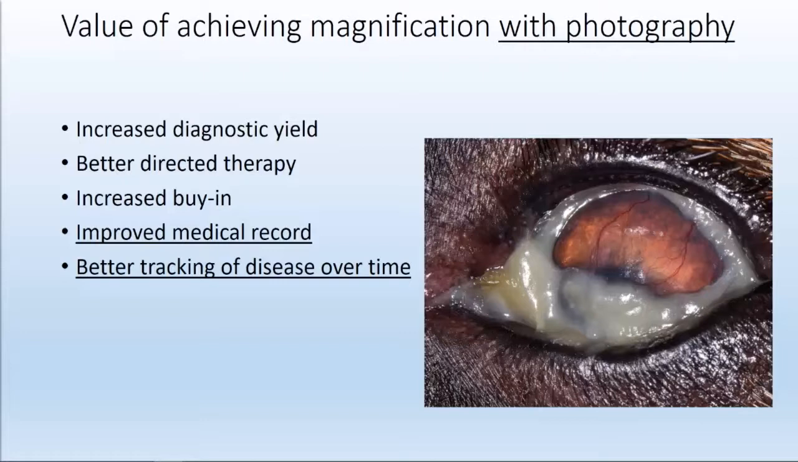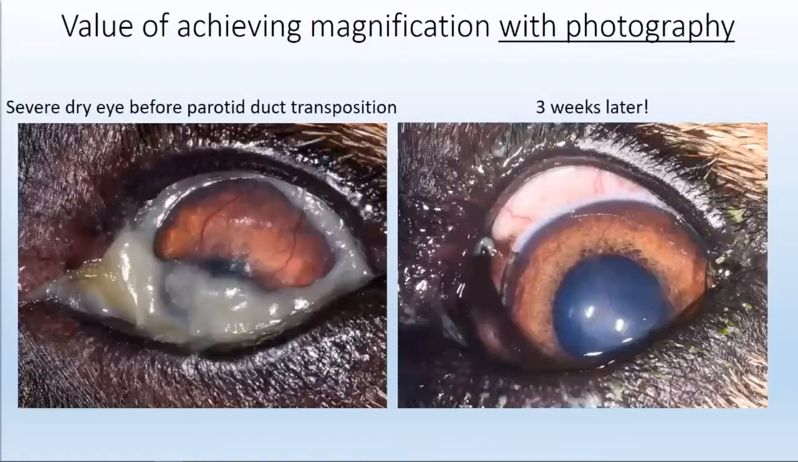Improve medical record maintenance and tracking disease over time. We can find longitudinal changes without just the owner's history of the disease progression. For instance, this was a common dog in Texas, the Catahoula, and this is how it presented on the left with copious mucopurulent discharge. This is an absolute KCS case, 0 for Schirmer tear production. And we performed a parotid duct transposition, kind of rewired the parotid duct and put it into the eye. It's now salivating into its ocular surface.